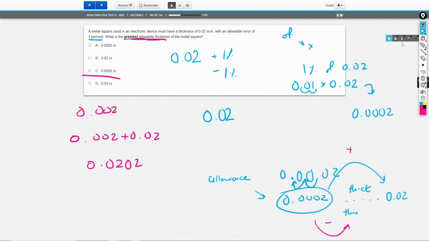I know I said 2 a lot, but all you have to do to find the maximum thickness is to find the allowance and then add it to the starting value. If you want to find the minimum thickness, you find the allowance by finding the percent of whatever, and then subtract it from the initial, which is exactly what we didn't do. We did the opposite, we added it. All right.